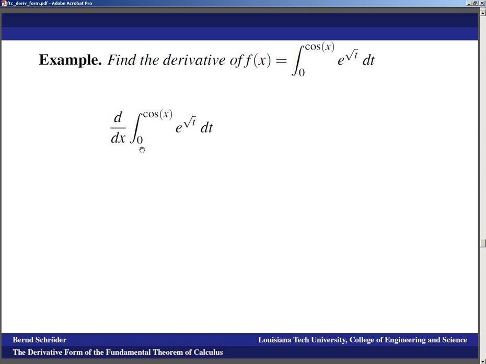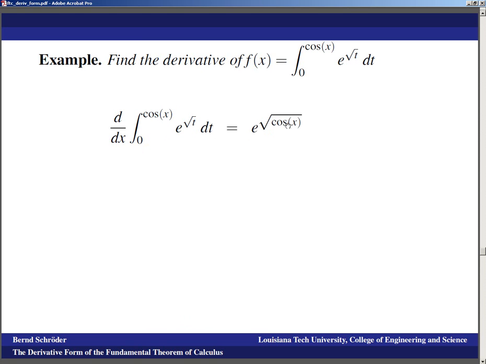the derivative of the integral from 0 to cosine x of e to the root t dt. Well, okay, it's a chain rule, right? Because we have cosine x plugged into the function that gives you the integral from 0 to the independent variable of e to the root t dt. So how does the chain rule work? You take the derivative of the outside function, which is the integral. So the derivative of that would be e to the root whatever we plug inside, and whatever we plug in is the cosine x.